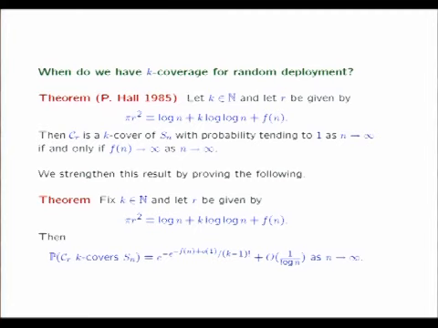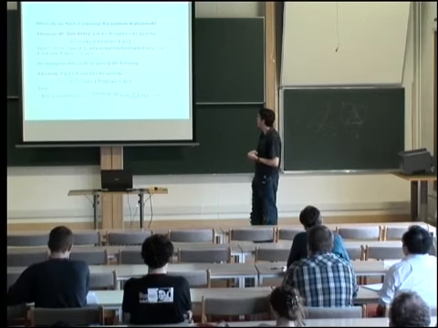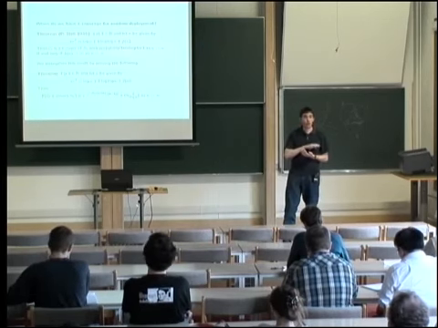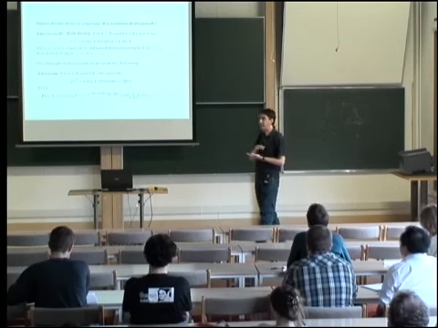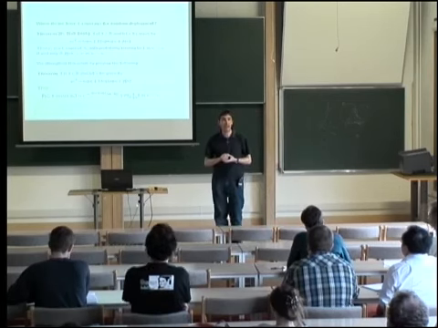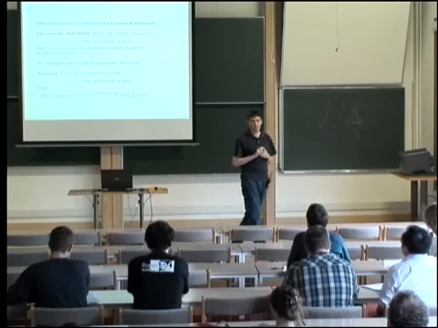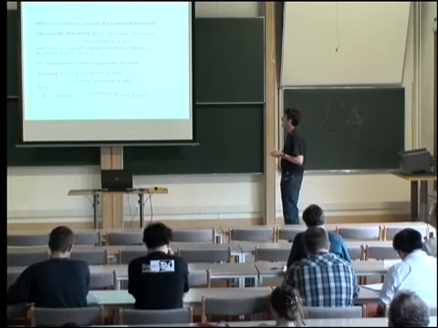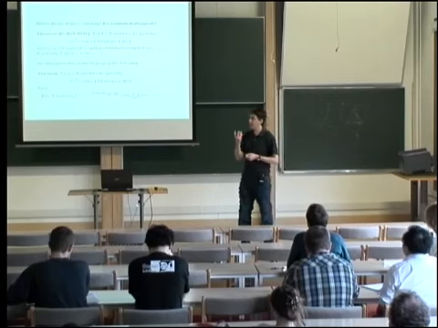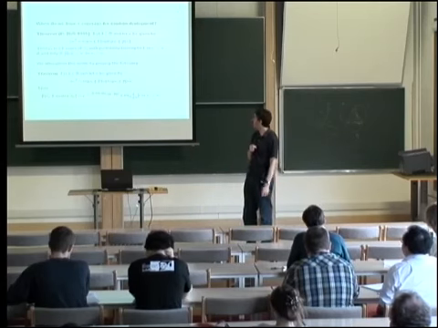So the first question is, when do we have K coverage in this Poisson process? Remember my original big area that I was covering was of area n, and the Poisson process has intensity 1. So typically there will be n sensors within the region. How much do I need? What radius of disk do I need so that this will actually cover?